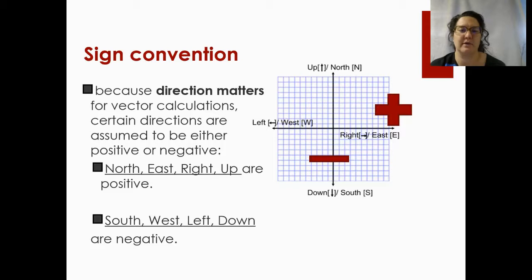Now, because direction matters for vector calculations, certain directions are either positive or negative. So up and east or right or north are considered positive. So if we throw a ball up in the air, it's positive displacement. If we travel north, it's positive displacement. South, west, left, and down are negative displacement. So if a ball is falling back to the earth, it's negative displacement. If an object is traveling south or west, it is negative displacement. So again, you can give letter directions or a positive and negative in your answer.